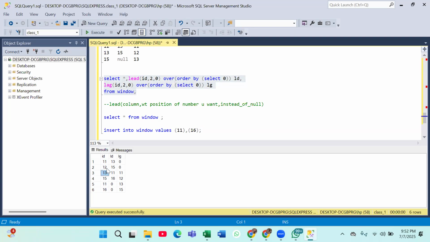After 11, 13 is there. After 12, 15 is there. After 13, 11 is there. So you are getting 11. After 15, 16 is there. So you are getting 16.